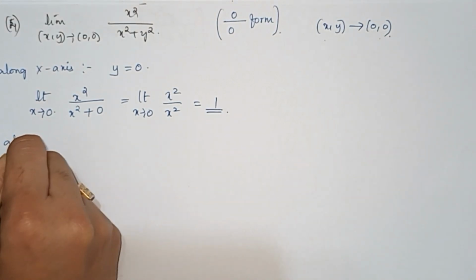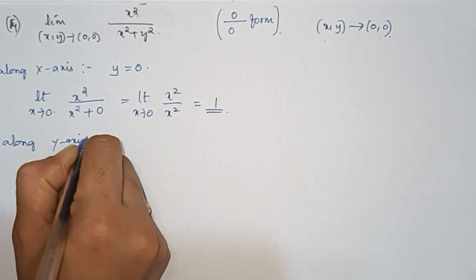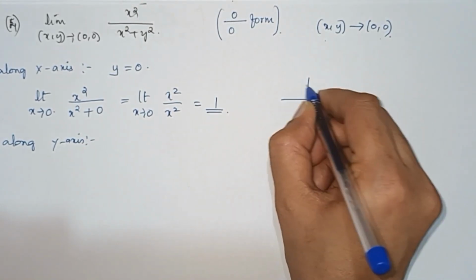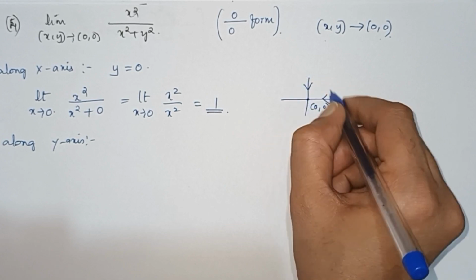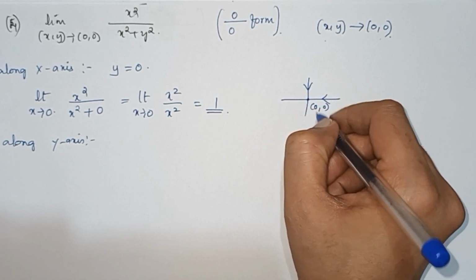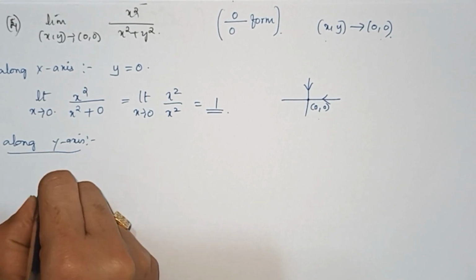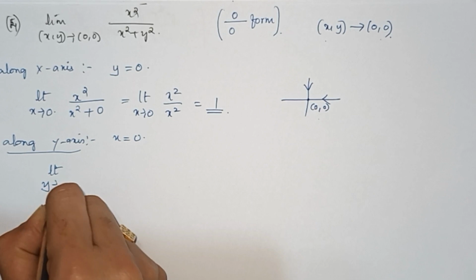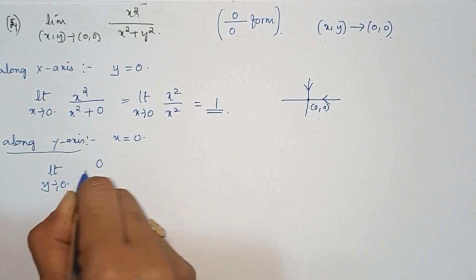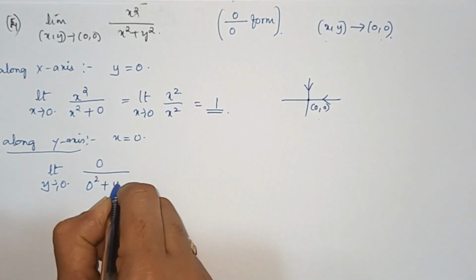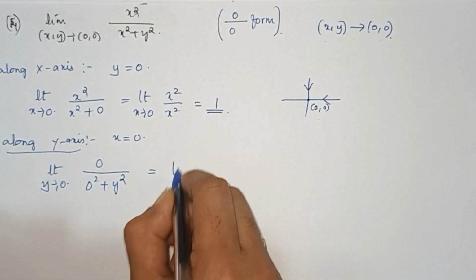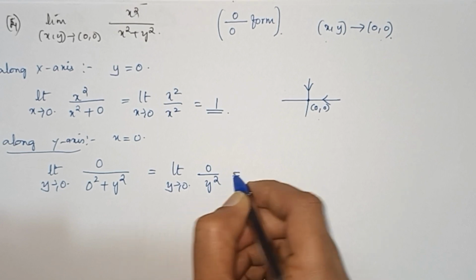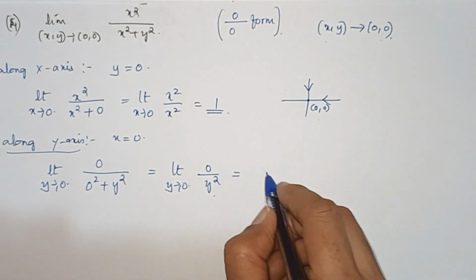Let me choose along the y-axis. I am approaching the origin. This is the origin, along different paths. Along the x-axis over, now along the y-axis. If the value remains the same along every path, then the limit exists. Along the y-axis, x equal to 0. Therefore, limit y tends to 0, x square is 0, divided by 0 square plus y square, which is equal to limit y tends to 0, 0 divided by y square, which is 0 by anything, it is equal to 0.